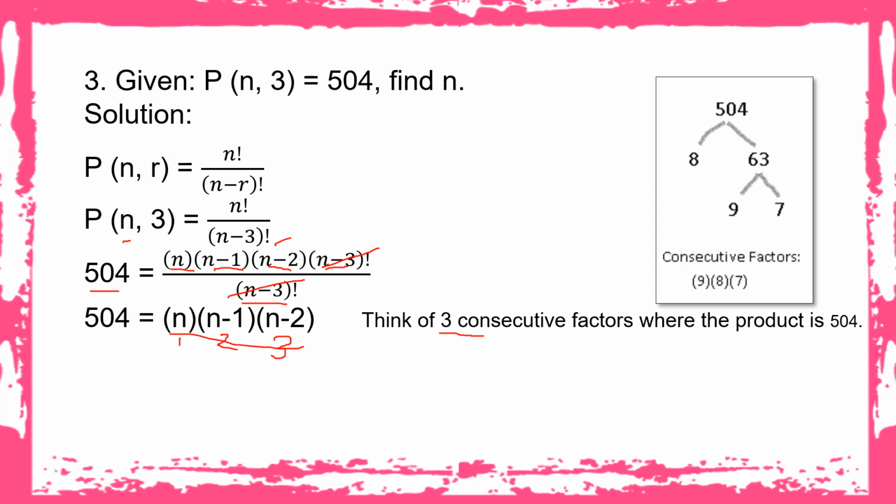So we can now have 8 times 9 times 7, or 9 times 8 times 7, or 7 times 8 times 9. So 504 is equal to 9 times 8 times 7, or 504 is equal to 7 times 8 times 9. And if we are going to find the value of n, just look for its highest consecutive factor. So from numbers 7, 8, and 9, the highest is 9. So the value of n is equal to 9. So the answer is 9.